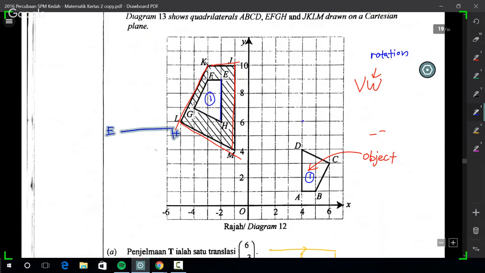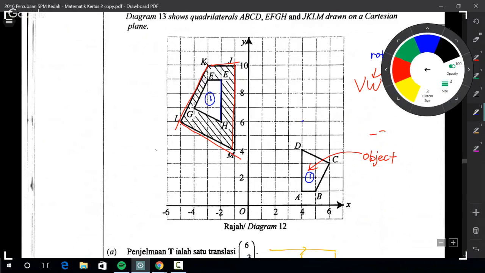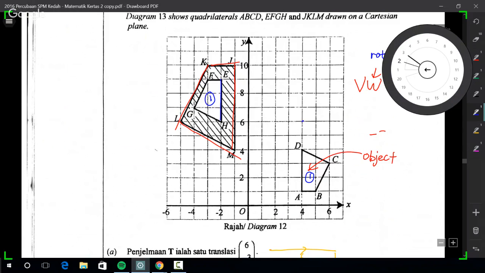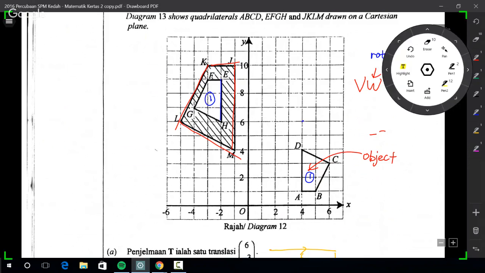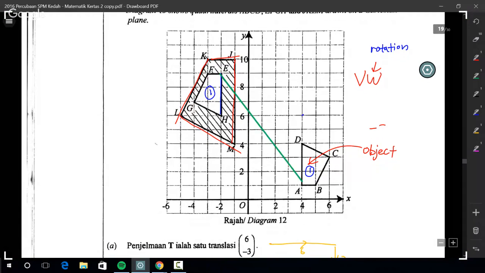If this is rotation 180 degree, in order to find the rotation point, you can just join the line. Let me use the line. Let's change the size, I don't want it so big, 2 should be good. If this is a rotation of 180, you connect the point to the point. E, I will connect to A, and H is D, so I connect H to D.